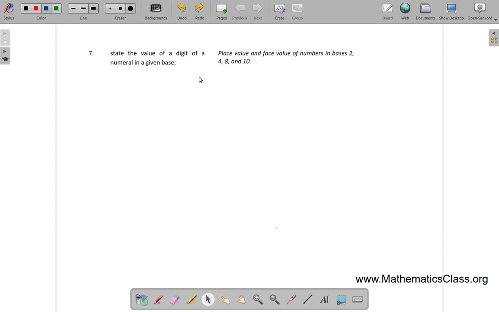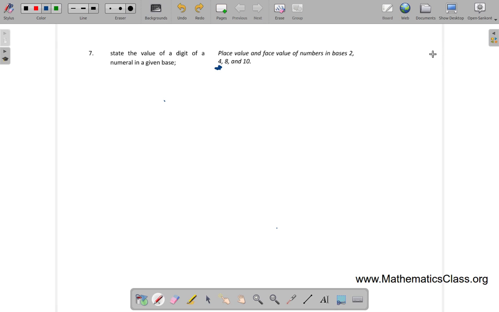Okay, so in a previous video we looked at the place value and the face value of a base 2 number. Let's now look at the place and face value of a base 4 number. You should review those previous videos before you come to this one. So this is now base 4. Here is an example of a base 4 number, but before we write that example down, let's remember something.